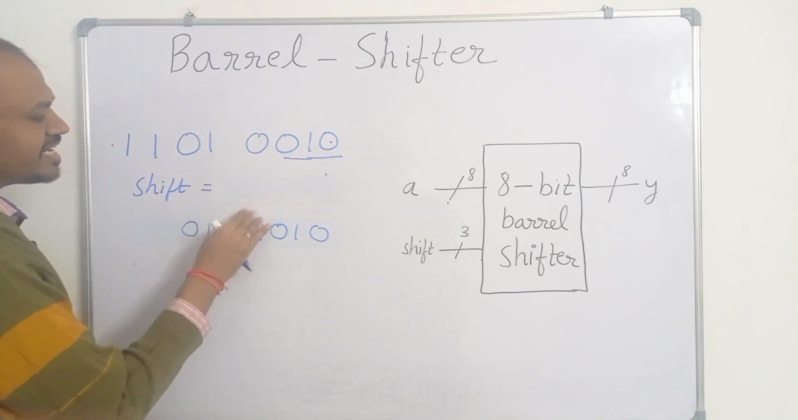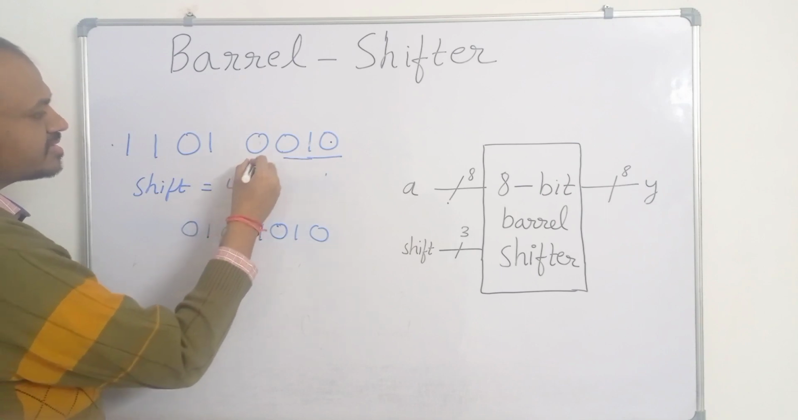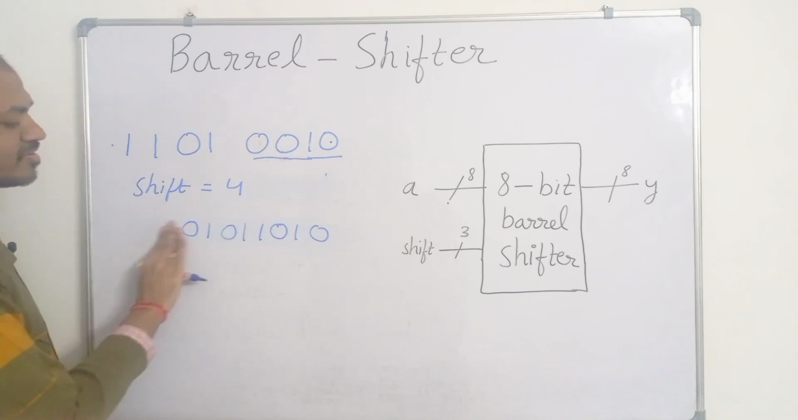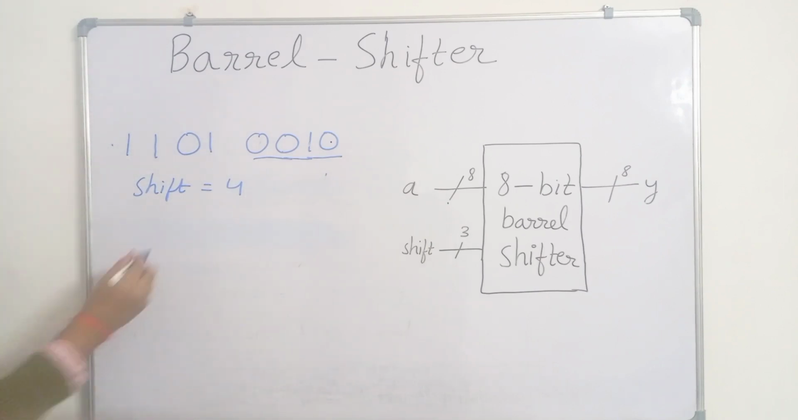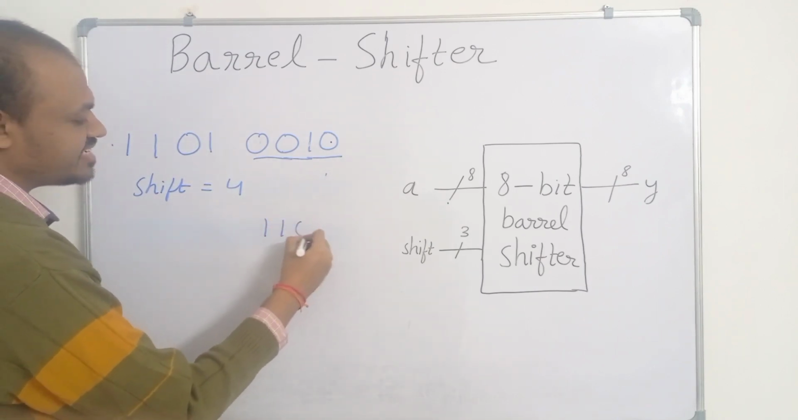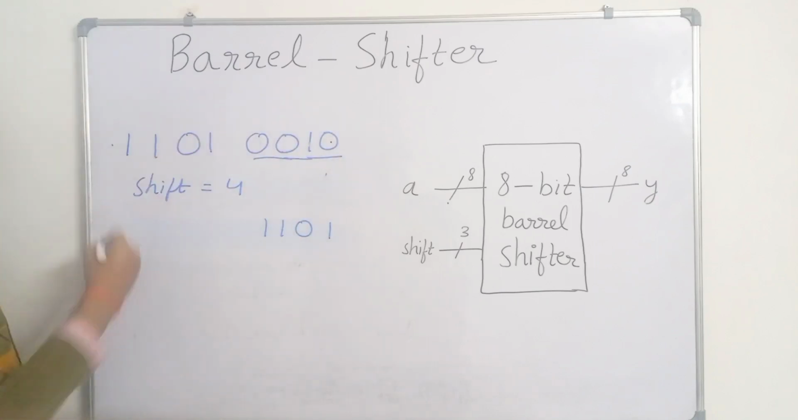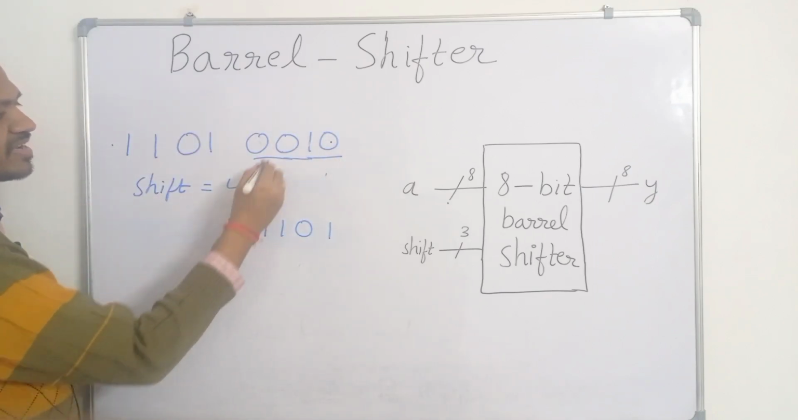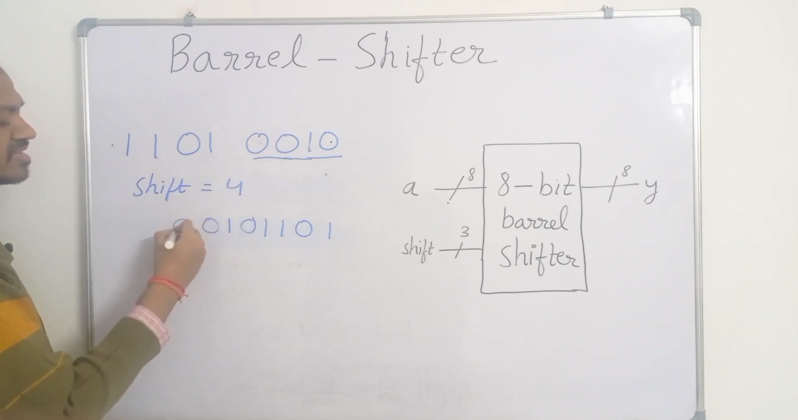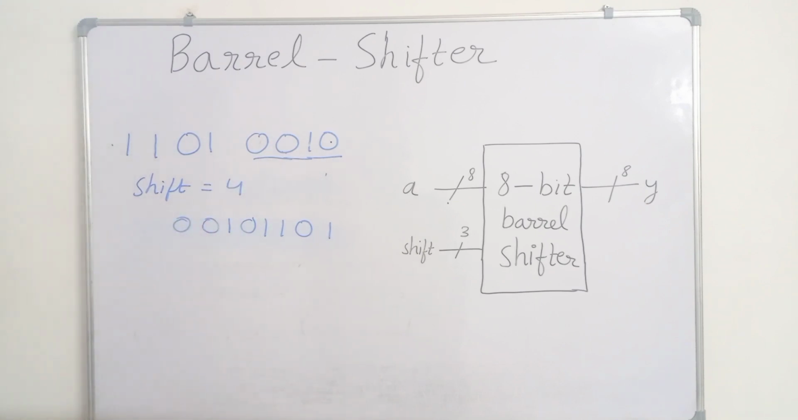Suppose this shift is equal to 4. Then 4 bits will be shifted. So 1, 1, 0, 1 will be written as it is. Then first this 0 will be shifted, so 0. Then this 1 will be shifted, so 1. Then this 0, then 1. So 0, 0, 1, 0, 1, 1, 0, 1.